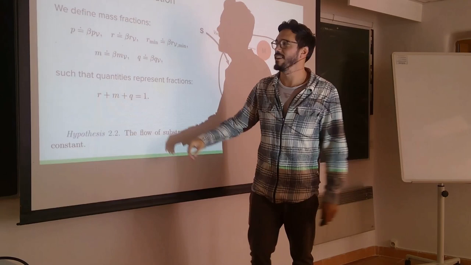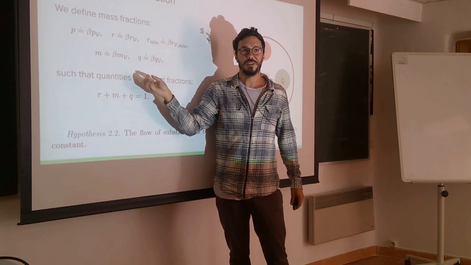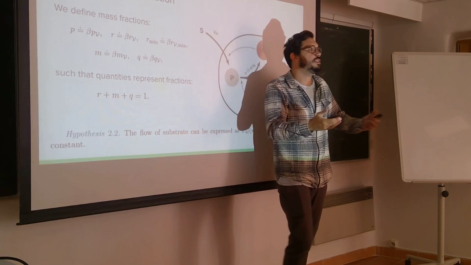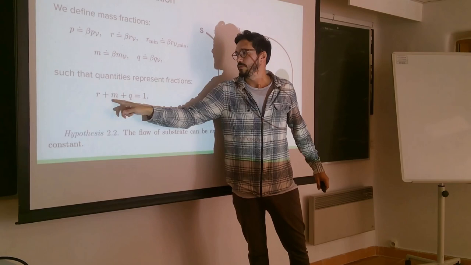We have a very simple model with R, R mean, M and Q. These are actually mass fractions, meaning that they will be between 0 and 1. So it's a percentage of the cell, if you want, such that, for example, R plus M plus Q is equal to 1. That's it, very simple.